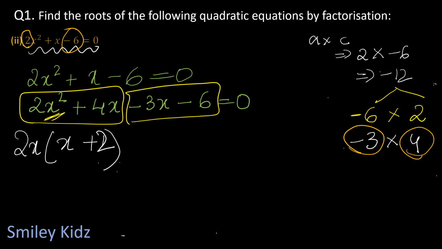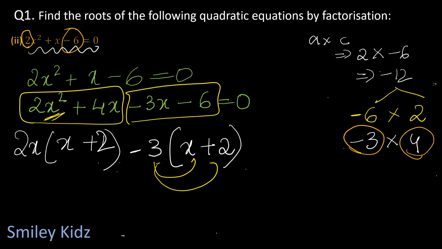Now, in the second set, I can take out minus 3 common. In the brackets, I'll be left with x plus 2. You might ask me, minus 3 into x is minus 3x and minus 3 into 2 is minus 6, isn't it? So, we are good to go.